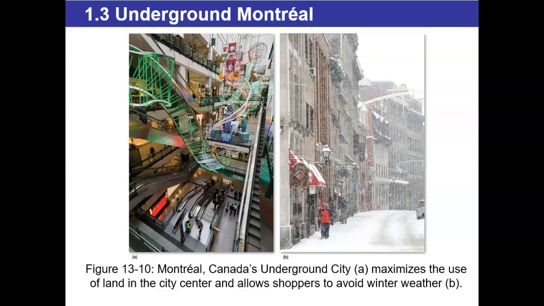Take a look at figure 13-10 located on page 464 of your textbook. What you see here is Montreal. This is Canada's underground city. It maximizes the use of land in the city center and allows shoppers to avoid winter weather. In image A, we actually see the world's largest underground complex with lots of shopping and amenities. And in image B, we see that winter in Montreal is quite cold and harsh, and that discourages a lot of outdoor shopping, which explains the need for an underground entity like you see in image A.